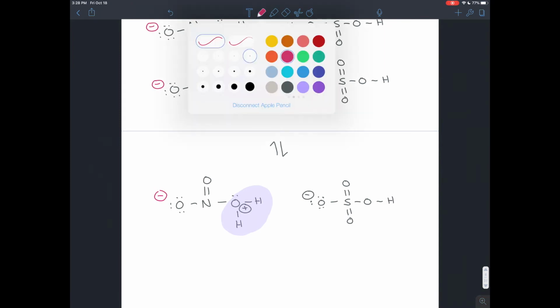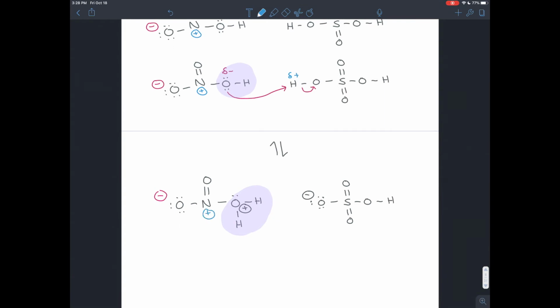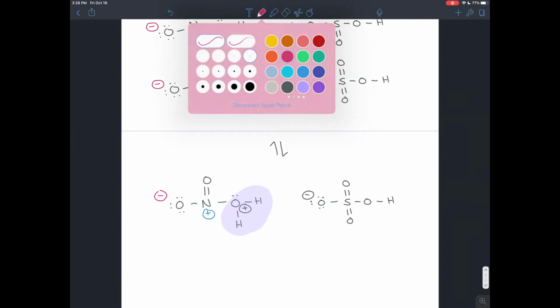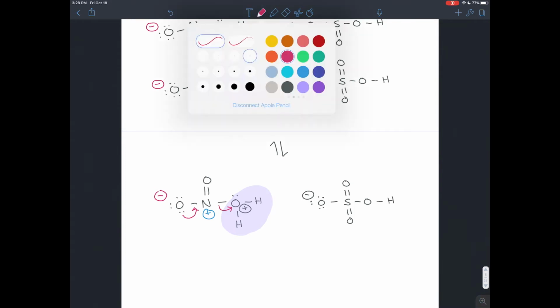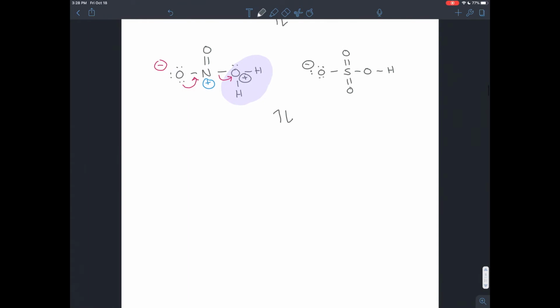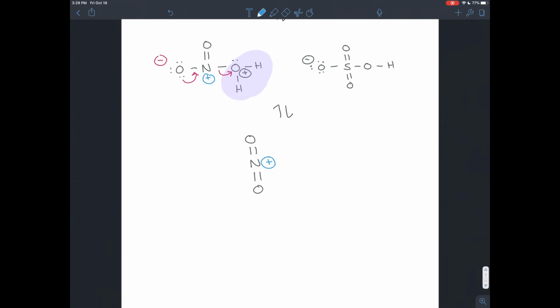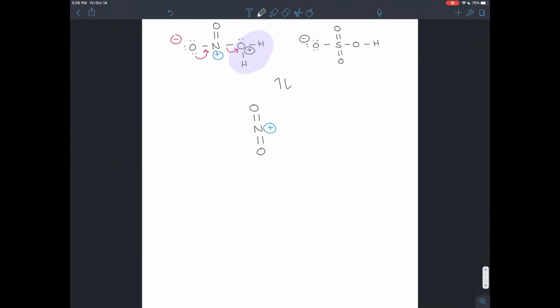Now it gets the push to do that because of these charges here. The negative charge is attracted to the positive charge, so the lone pair there goes to form a double bond to the nitrogen, and that kicks this good leaving group off. So you end up with something kind of like carbon dioxide, but with nitrogen in the middle instead. And the nitrogen has a full positive charge. And that is going to be our amazing electrophile that we'll have benzene react with, which is called a nitronium ion.